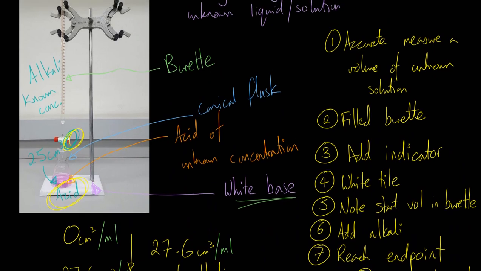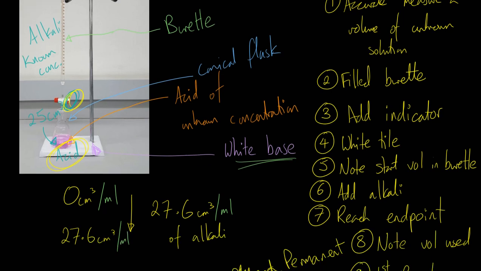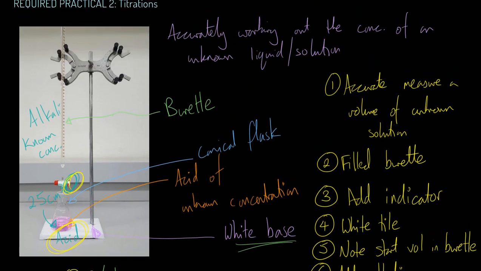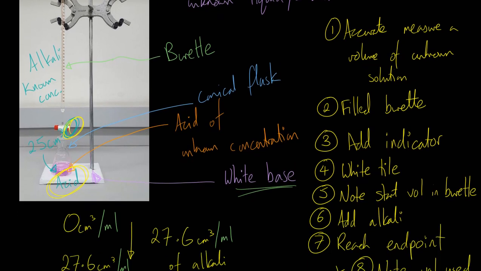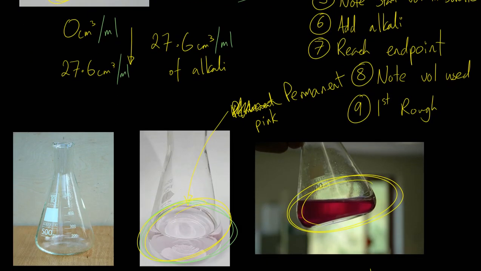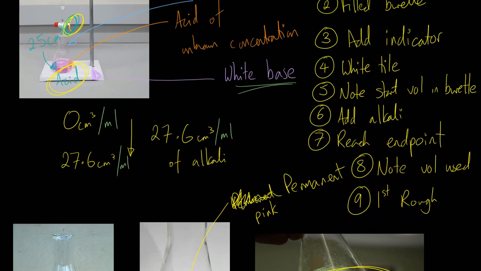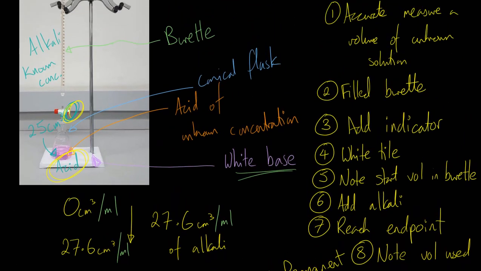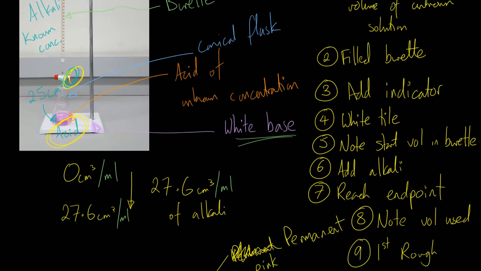You've accurately measured a volume of an unknown solution into the flask at the bottom. So in my example here, I picked an acid. You then fill the burette up with something that's going to react with it, so an alkali. You then added an indicator so that you know exactly when the alkali has neutralized the acid, when you've added enough for that to occur. You then add a white tile underneath to make the end point a little bit clearer. You open up your tap, you start your alkali running in, and you note the start and the end values, and then you can work out how much alkali you used.